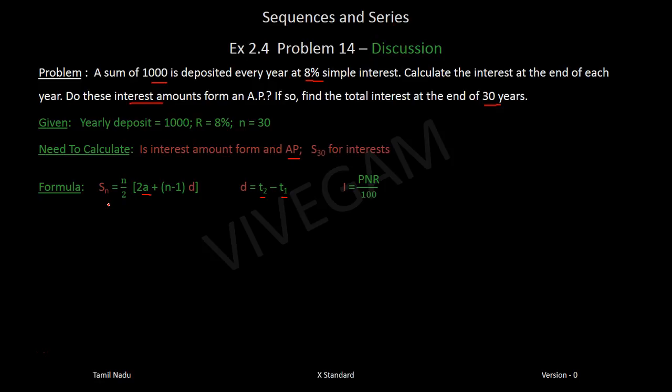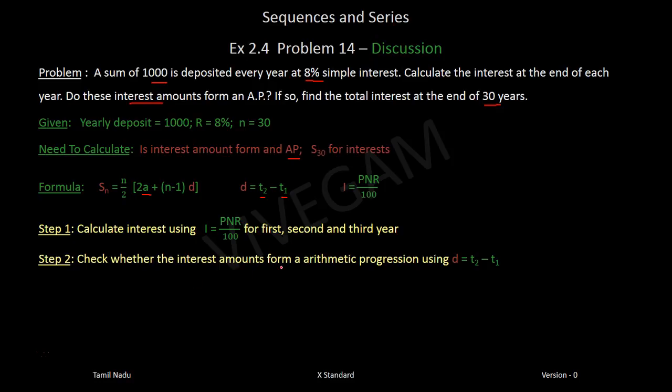Anyway, let me list the steps. Calculate the interest using I equal to PNR by 100 for the first, second and third year. For the first year, the n is always 1 because you are finding yearly interest, right? For the first year, principal is 1000. For the second year, principal will be 2000. For the third year, the principal will be 3000 because you have made 3 successive 1000 rupees deposits. Okay. So that's how you'll have to calculate the interest.